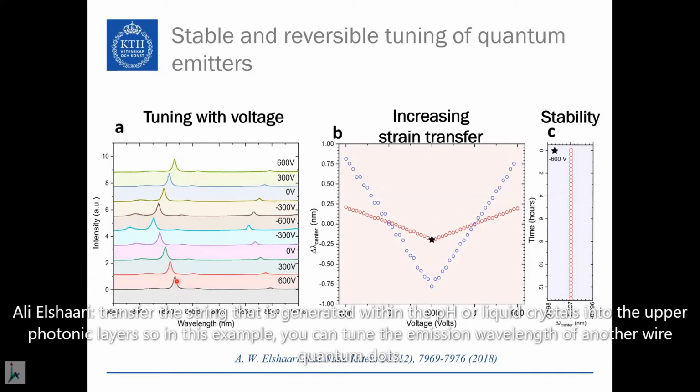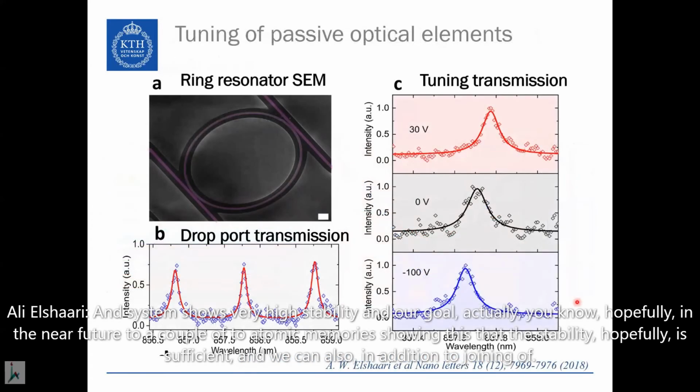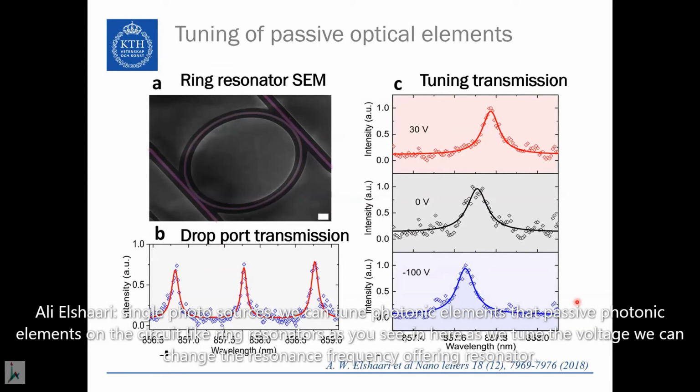So in this example, you can tune the emission wavelength of a nanowire quantum dot, and the system shows very high stability. Our goal, hopefully in the near future, is to couple it to atomic memories, and hopefully the stability is sufficient. In addition to tuning of single photon sources, we can also tune passive photonic elements on the circuit, like ring resonators. As you see in here, as we tune the voltage, we can change the resonance frequency of a ring resonator.